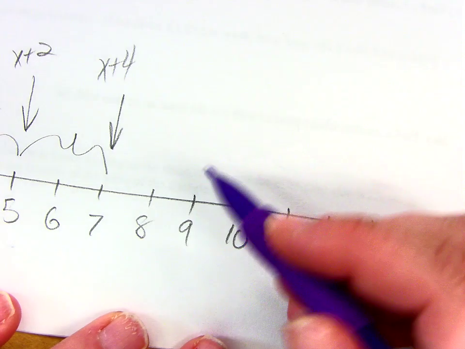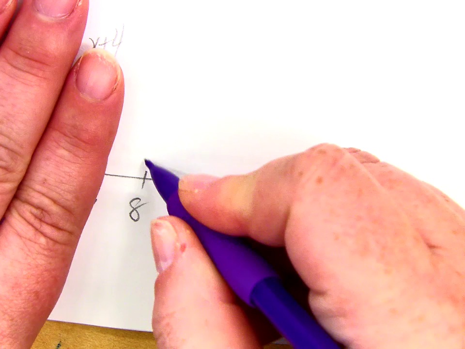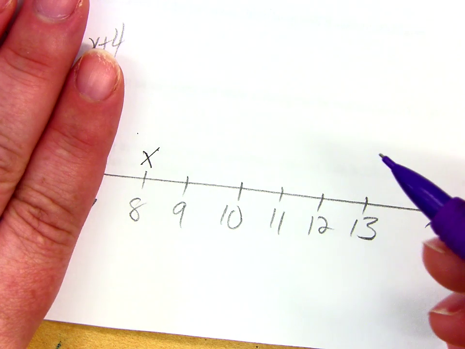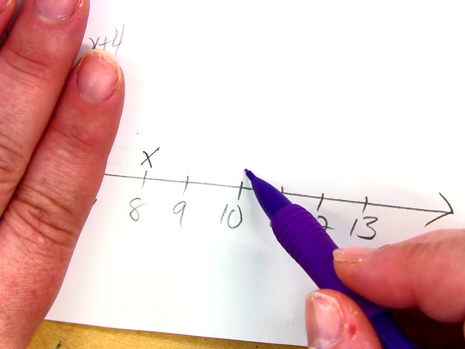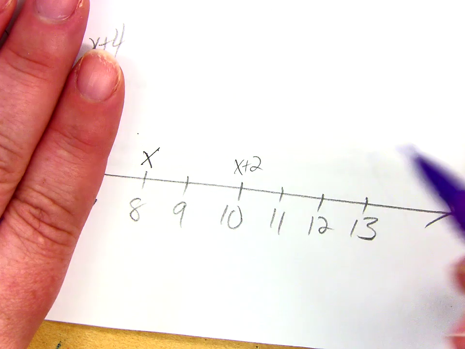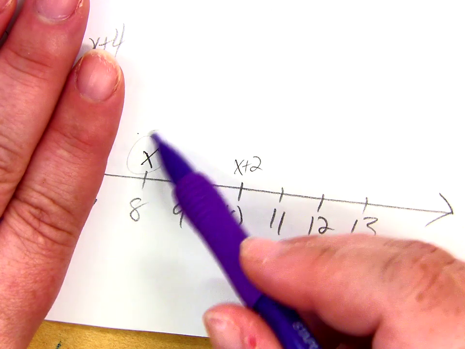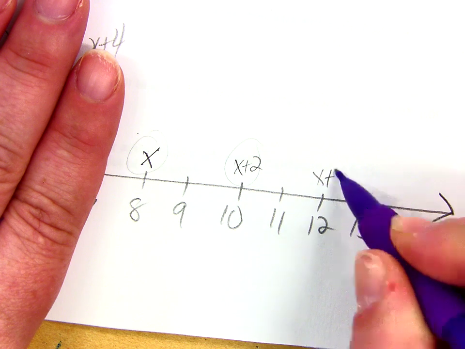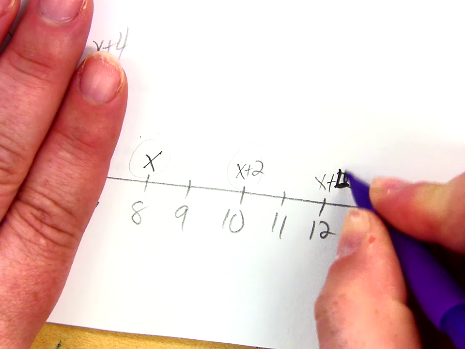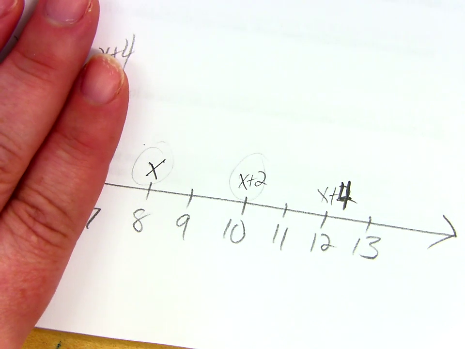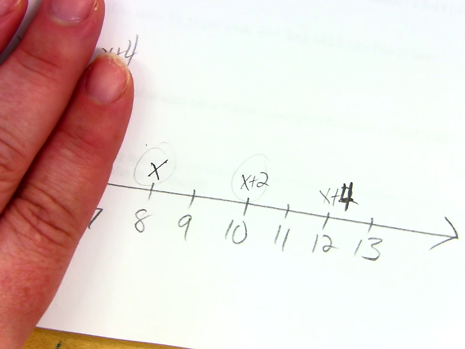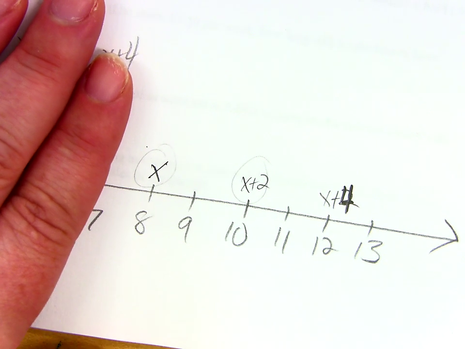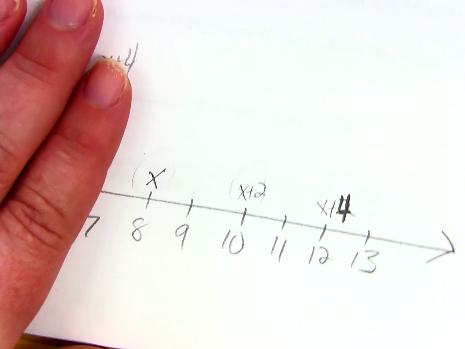Now, what if they're even? Let's say x is my first one and it happens to be 8. How do you get to the next even number? I still add 2. So it actually doesn't matter if they're evens or odds. It's always going to be x, x plus 2, x plus 4, because aren't all the even numbers 2 spaces away from each other? Aren't all the odd numbers 2 spaces away from each other? That is the most common mistake. Kids start adding odd numbers when it says odd. No, they're all 2 spaces away.